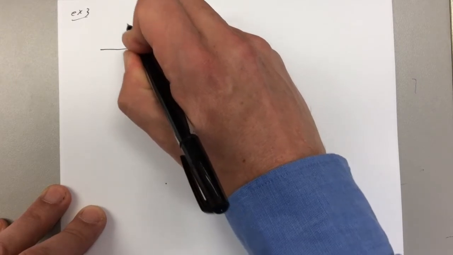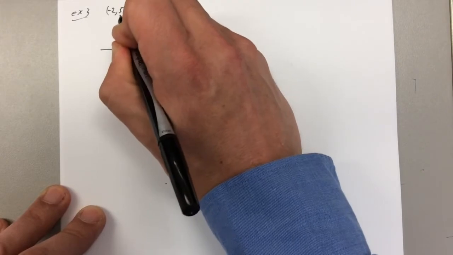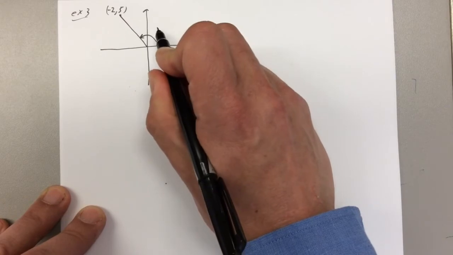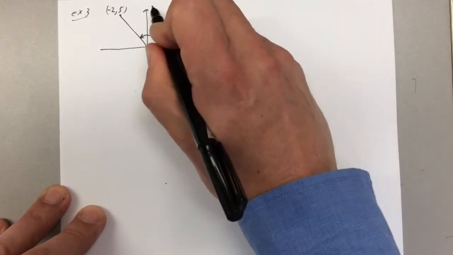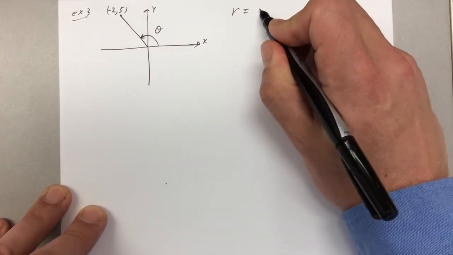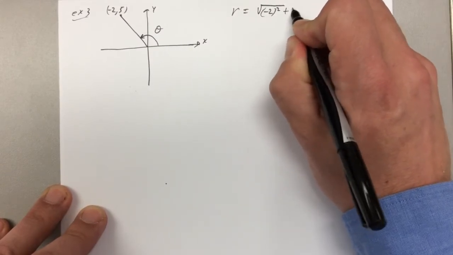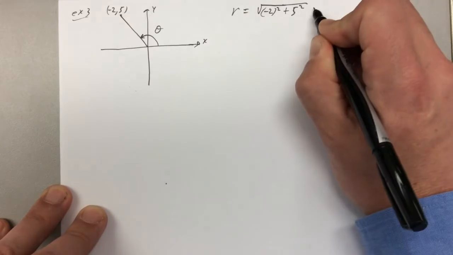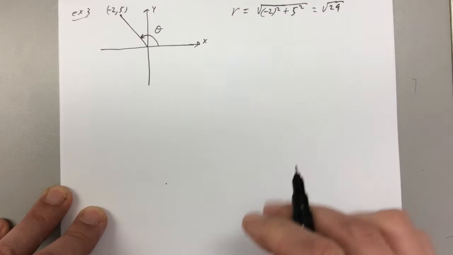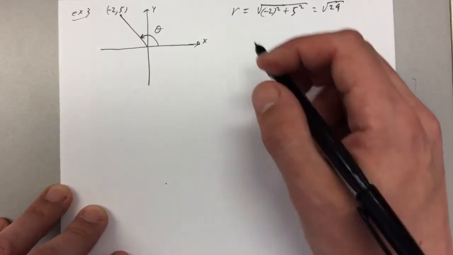Okay, so make that point negative 2, 5. Okay. And here's the angle, standard position. And r is going to be the square root of negative 2 squared plus 5 squared, which equals root 29. So not as nice as the last one where it was root 25. So we're just going to leave it as root 29 so we have exact values.